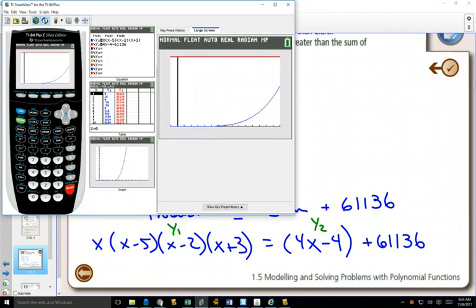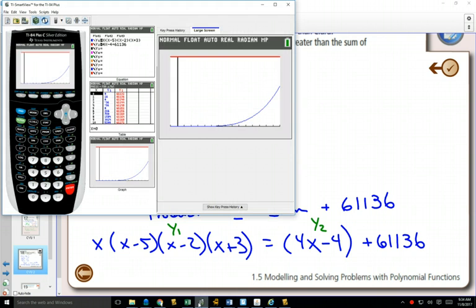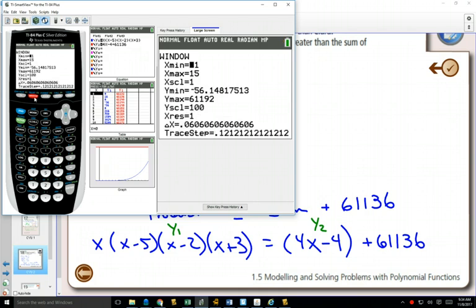Can you see where they are going to intersect? Somewhere over here. You see the red line's going this way, the blue line's swooping up, but they're still off the screen. So what I'm going to do is go to my window now and manually do some things.